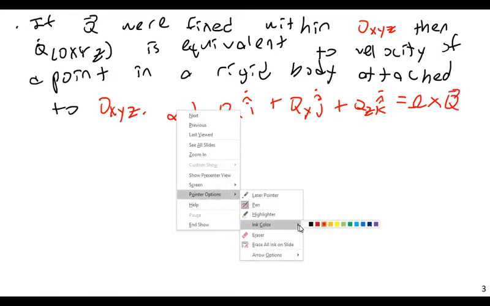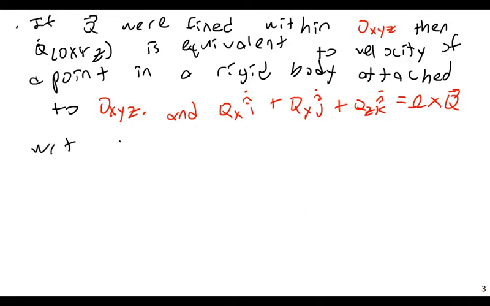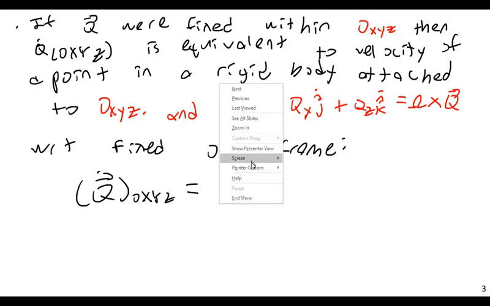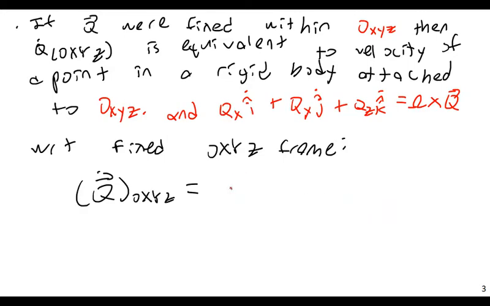And then with respect to the fixed OXYZ frame, well, Q-dot is equal to the Q-dot in the rotating reference frame, OXYZ, plus the cross product of omega and Q.